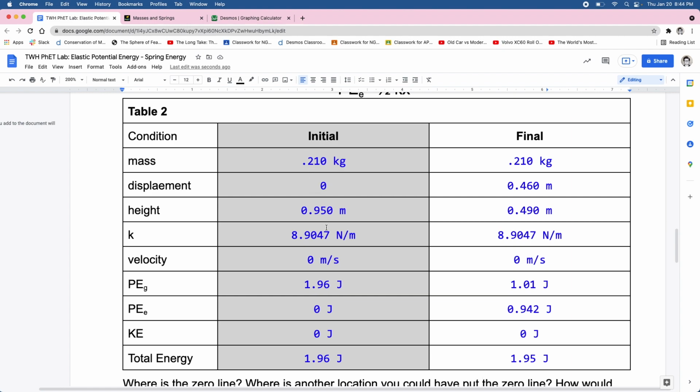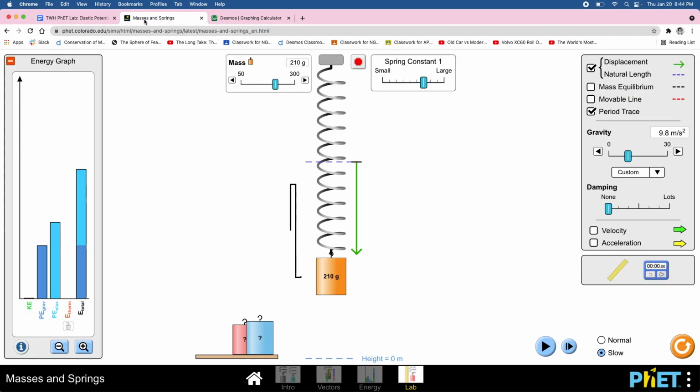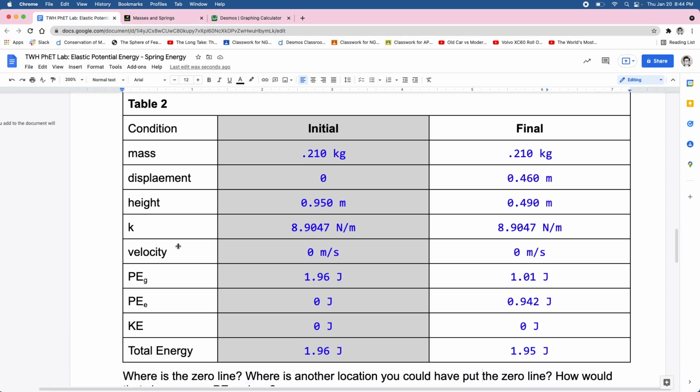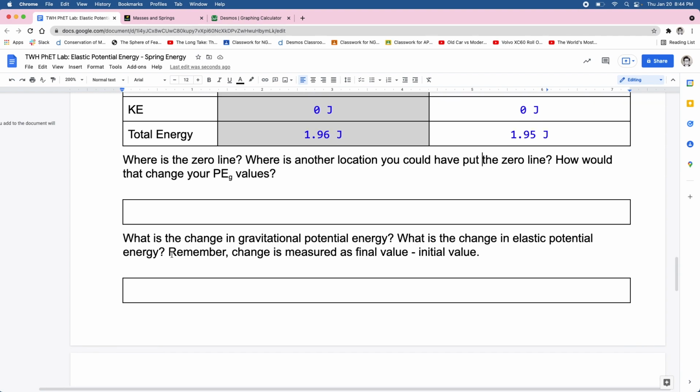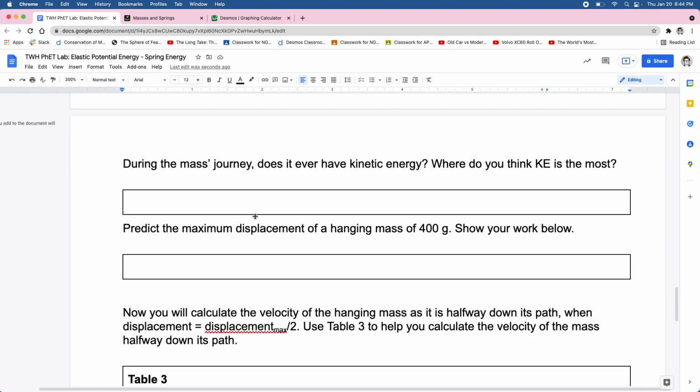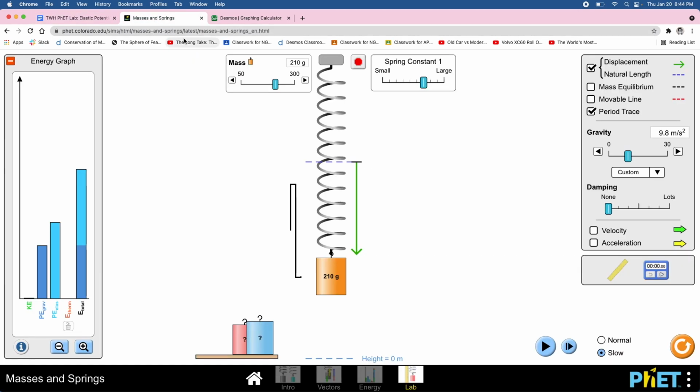All right. And would it have mattered in any of the calculations? I guess that's not the question, but that's a question. What is the change in gravitational potential energy? What is the change in elastic potential energy? Remember, change is measured as final minus initial. So you should be able to do that. During the mass's journey, does it ever have kinetic energy? Where do you think kinetic energy is the most? Remember, it starts, yeah, well, you can do that one.